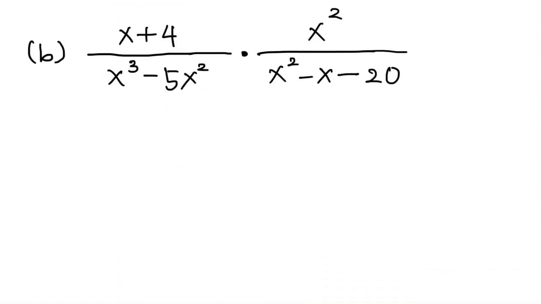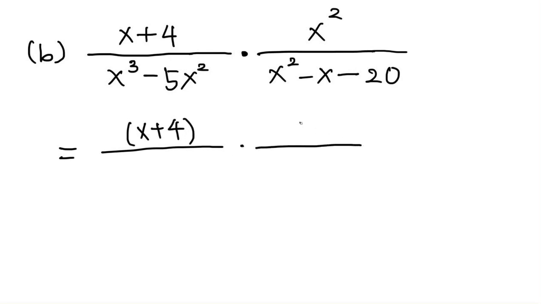Okay, let's work out the second example. In this example, we are going to try to factor polynomials first before we multiply. So x plus 4, that is one factor. X squared is already factored, so let's leave it as it is. And in the denominator of the first rational expression, see, x squared is a common factor, so we pull it out. That's going to leave x minus 5.